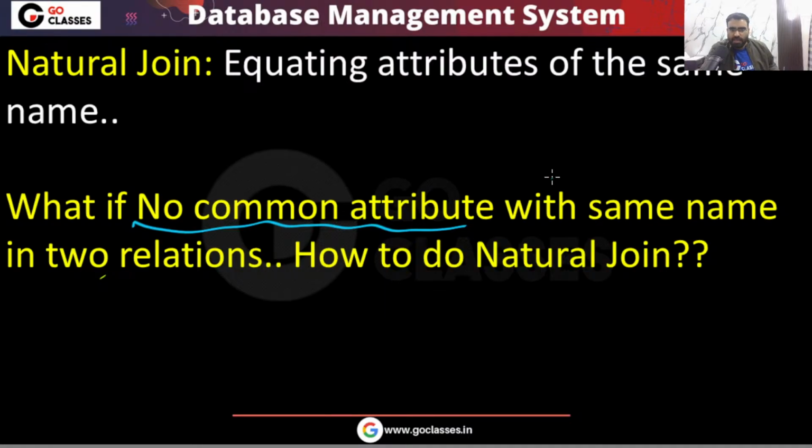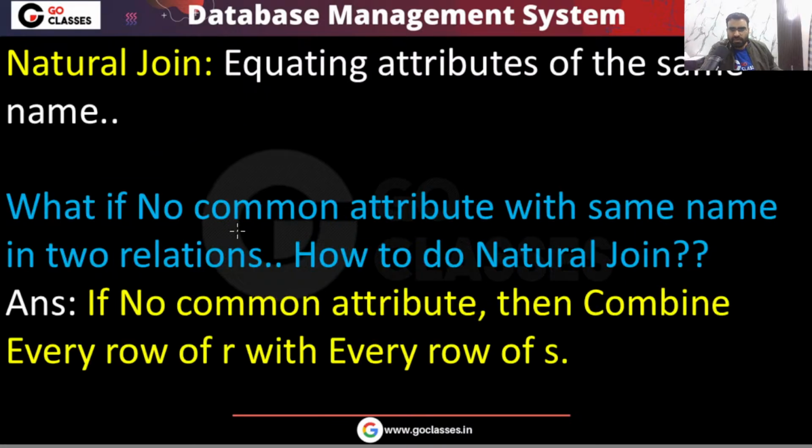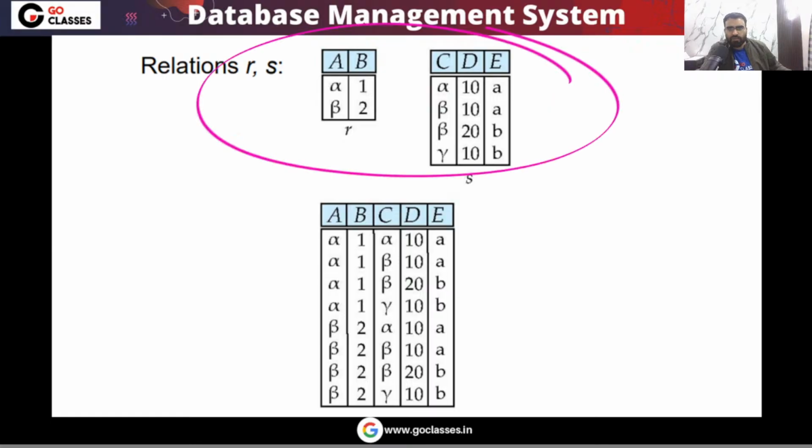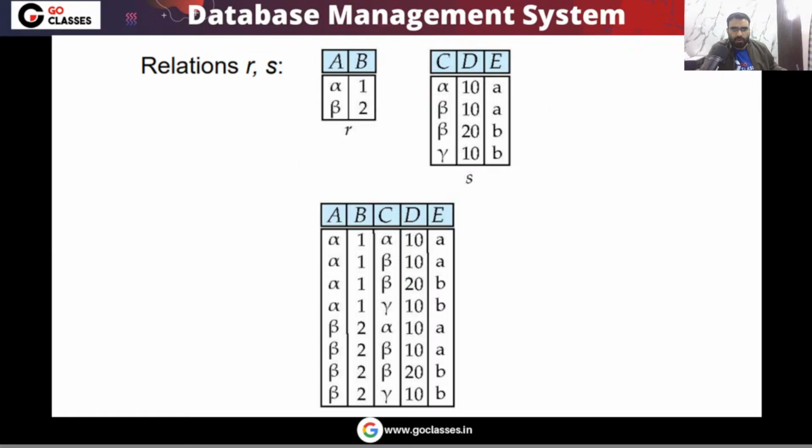If there is no attribute with the same name in the two tables, then we will combine every tuple with every tuple. So if no common attribute, then combine every tuple of R with every tuple of S. In these two tables, R and S, there is no common attribute. In the table R we have A, B as the attributes. In the table S we have C, D, E. So there is no attribute with the same name in these two tables. Then how to perform the natural join?